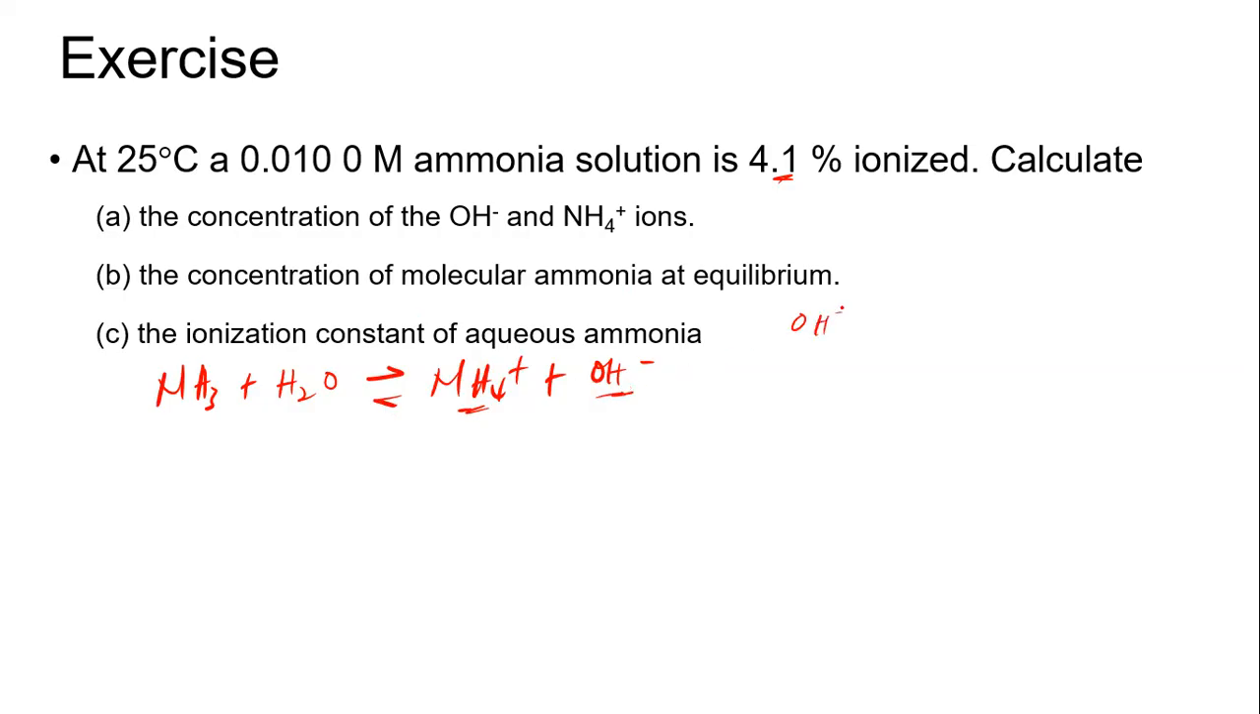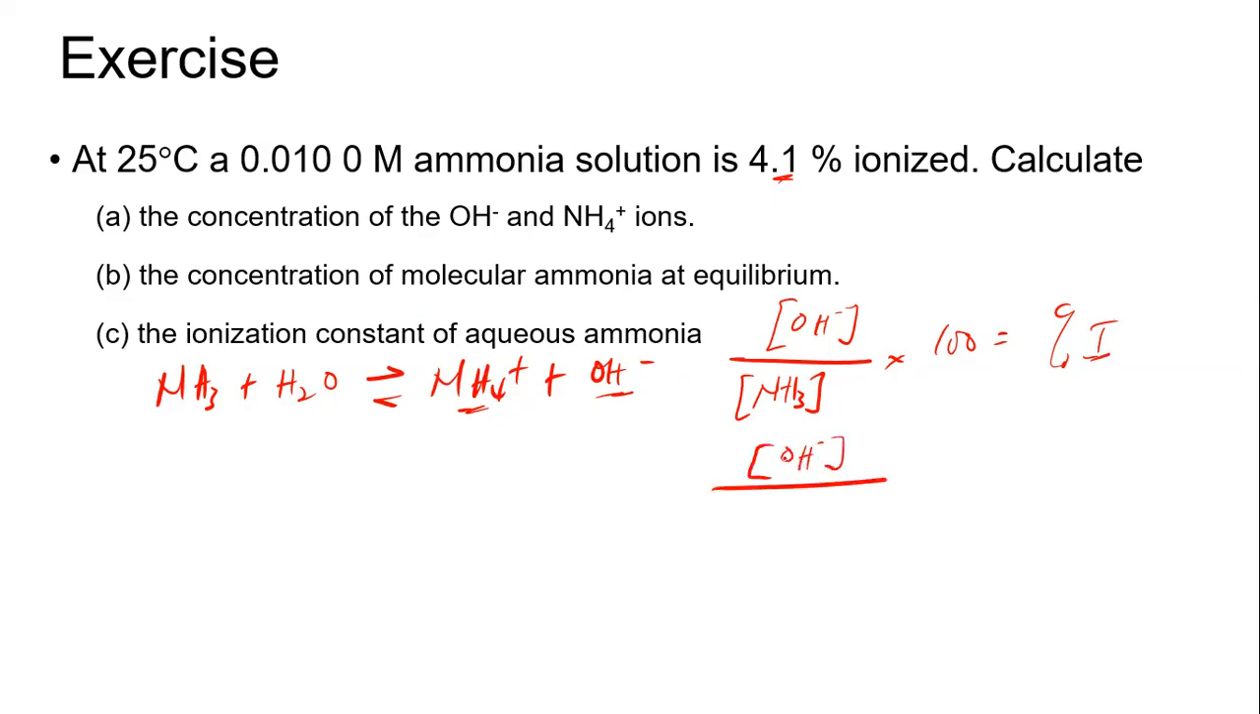So any of them, so OH minus ions over the initial concentration of the ammonia times 100. Now, this should give us the percentage ionization, right? And so it means we have the concentration of the OH minus ion all over the initial concentration of the ammonia, which is 0.01, times 100, being equal to 4.1.